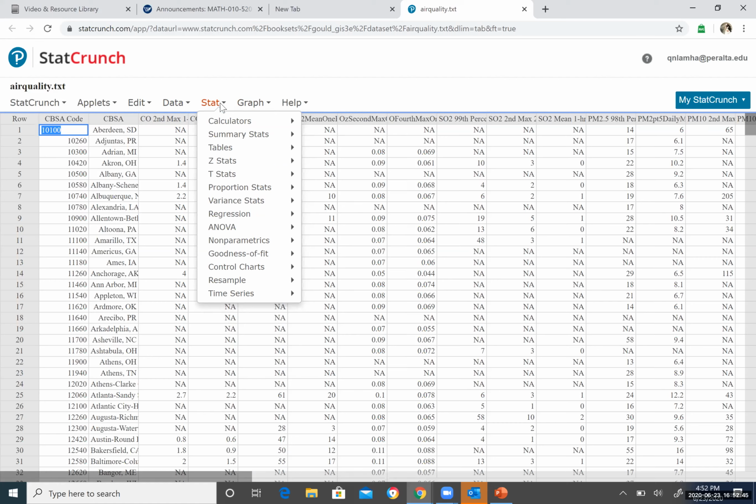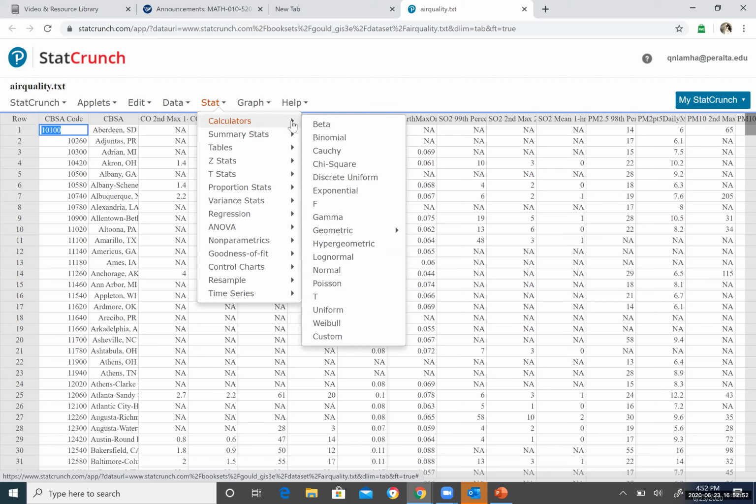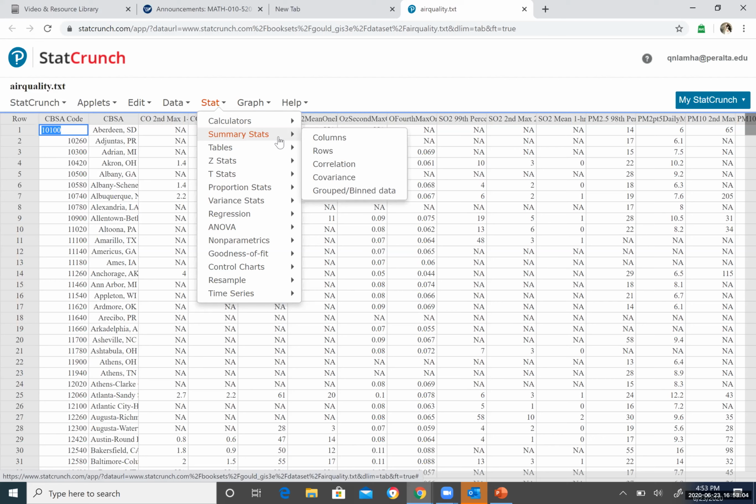Go to stat, summary stat, or calculators. If a calculator, let's see what do they have? Chi-square, exponential, gamma, geometric. Okay, you don't do this right now. For summary stat, got correlation, row, covariance, group mean data. Let's go back to that later. The table, you don't do table right here. Z-stat. Okay, so let's do Z-stat.